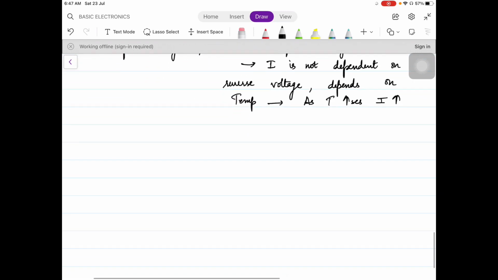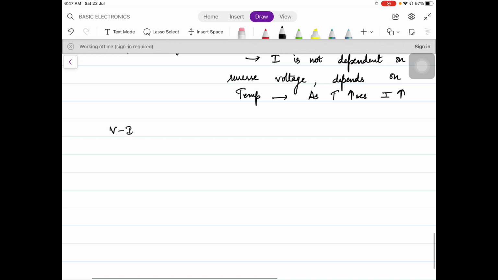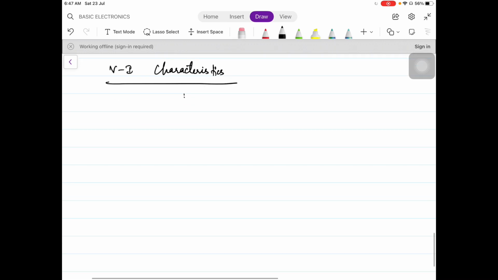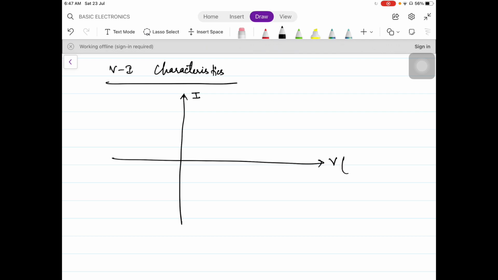Now, let us move on to a very important topic, which might come in your final semester exams: VI characteristics of PN diode. Whenever we talk about characteristics of any circuit, it is basically a graph between voltage and current. Voltage is always on the x-axis, current on the y-axis. In the upward direction, I will draw the forward current, and the reverse current is opposite, so I will draw it downwards. Reverse current is lesser, so the unit will be microampere. Here this is forward voltage, and this is reverse voltage.